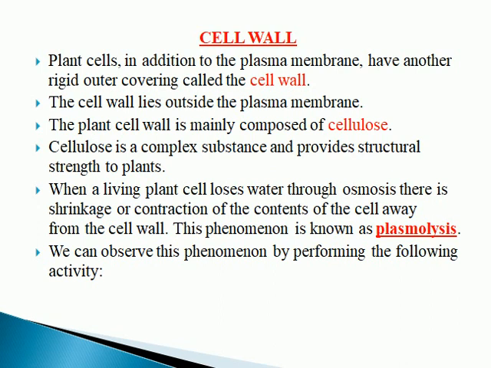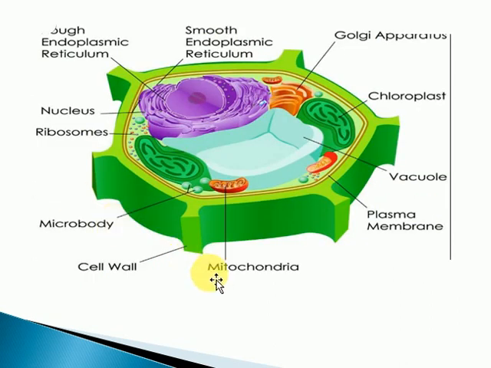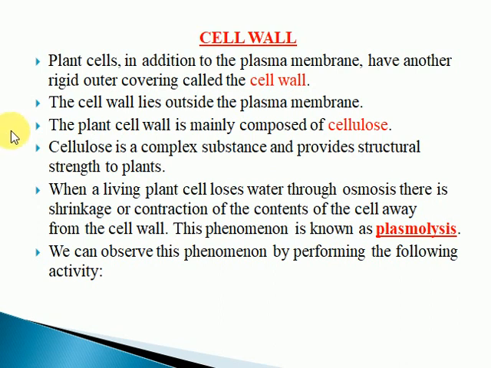Let me show you the diagram of the cell wall first. Outside the plasma membrane, the cell wall is present, and the cell wall is present in plant cells only. It is absent in animal cells. Let's see what is written in NCERT now.